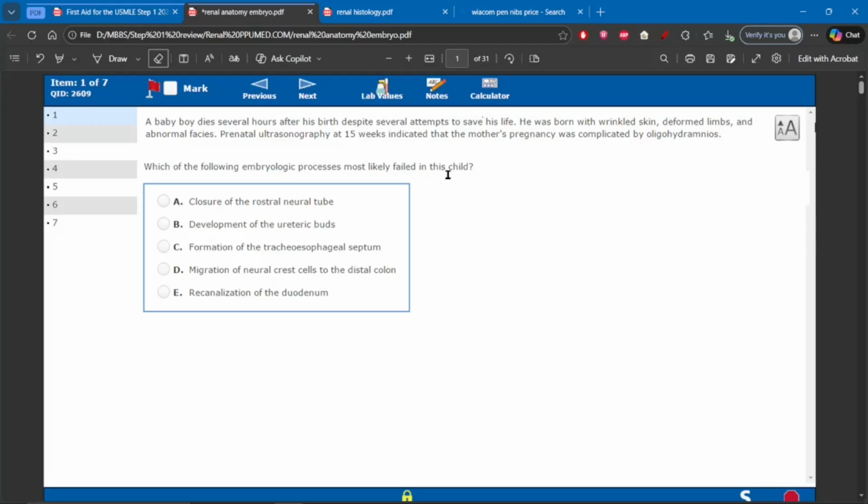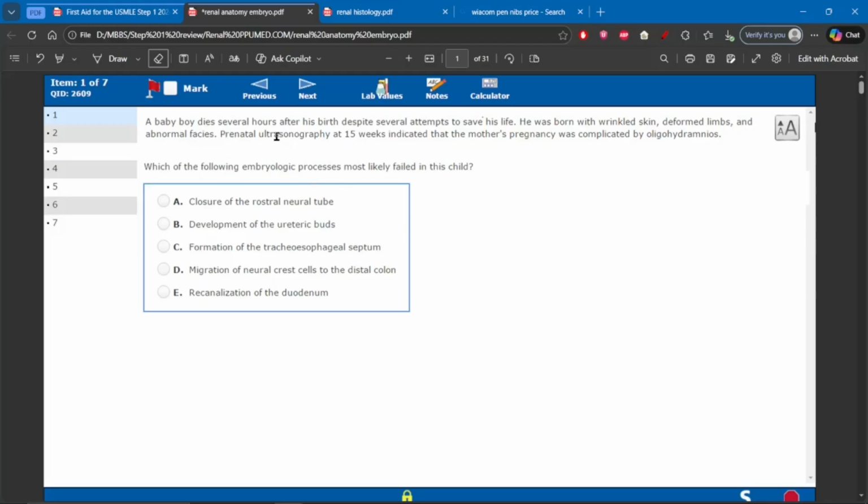Okay, so we have already completed the anatomy and embryology section from First Aid for the urinary system. So now we're going to look at a few questions because just reading without practice has no use, right? So we're just going to look at a few questions now. And first one being, always read the question first, the last line first, and then read the rest of the question. So which of the following embryologic processes most likely failed in this child?